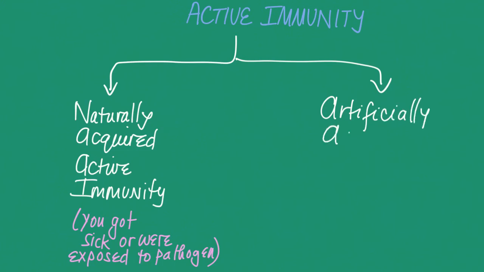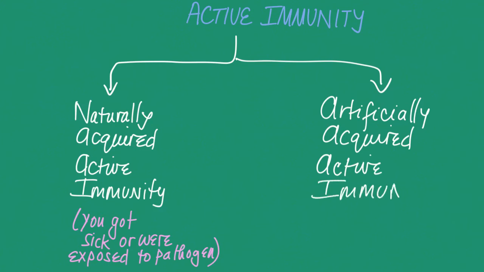When you get a flu shot, you're getting dead flu viruses, or you're getting the antigen of the flu virus that's been isolated. If you're getting the COVID vaccine, that would be artificially acquired active immunity because it's supposed to give you a long-term protection.